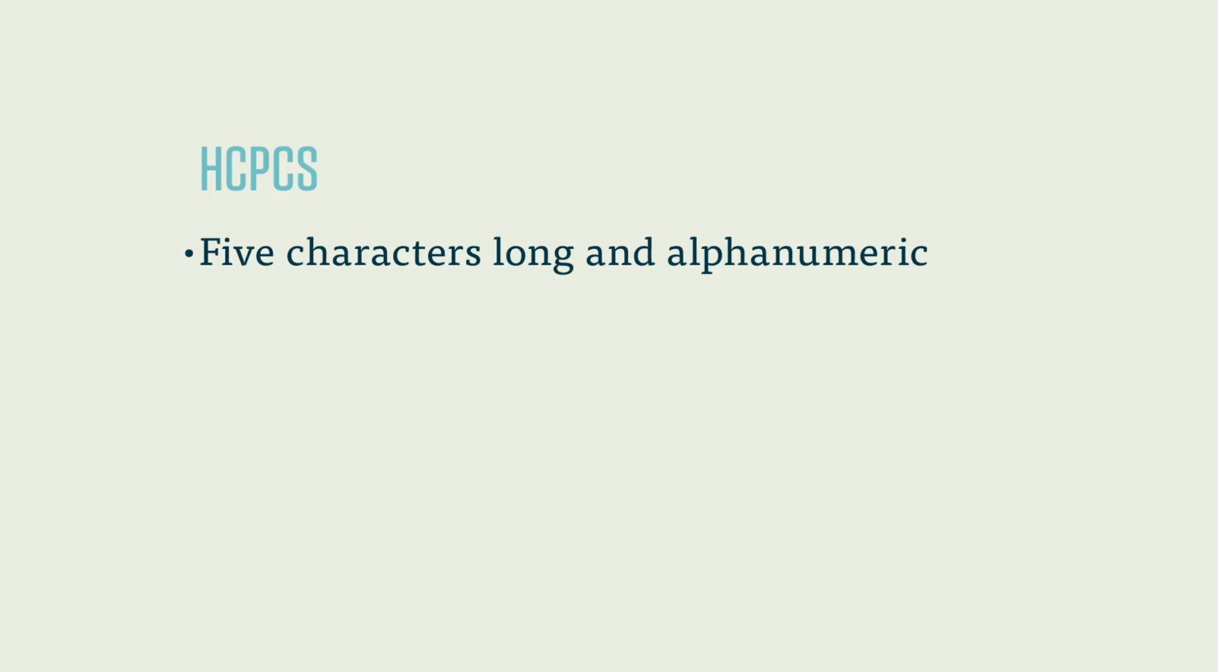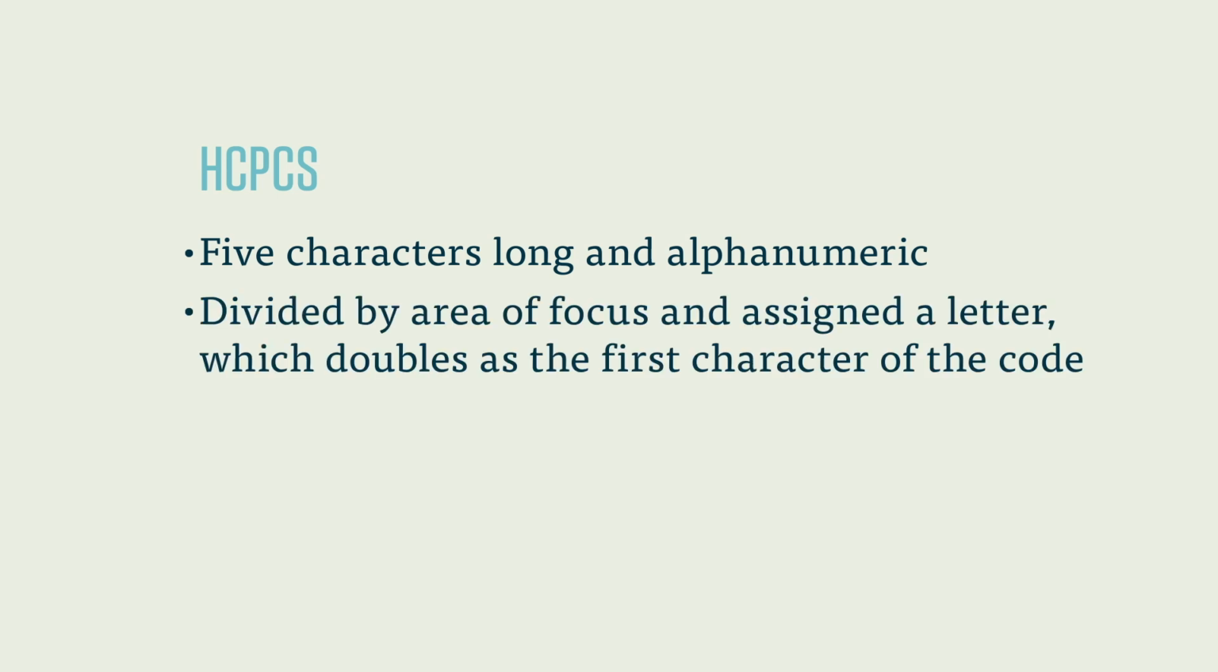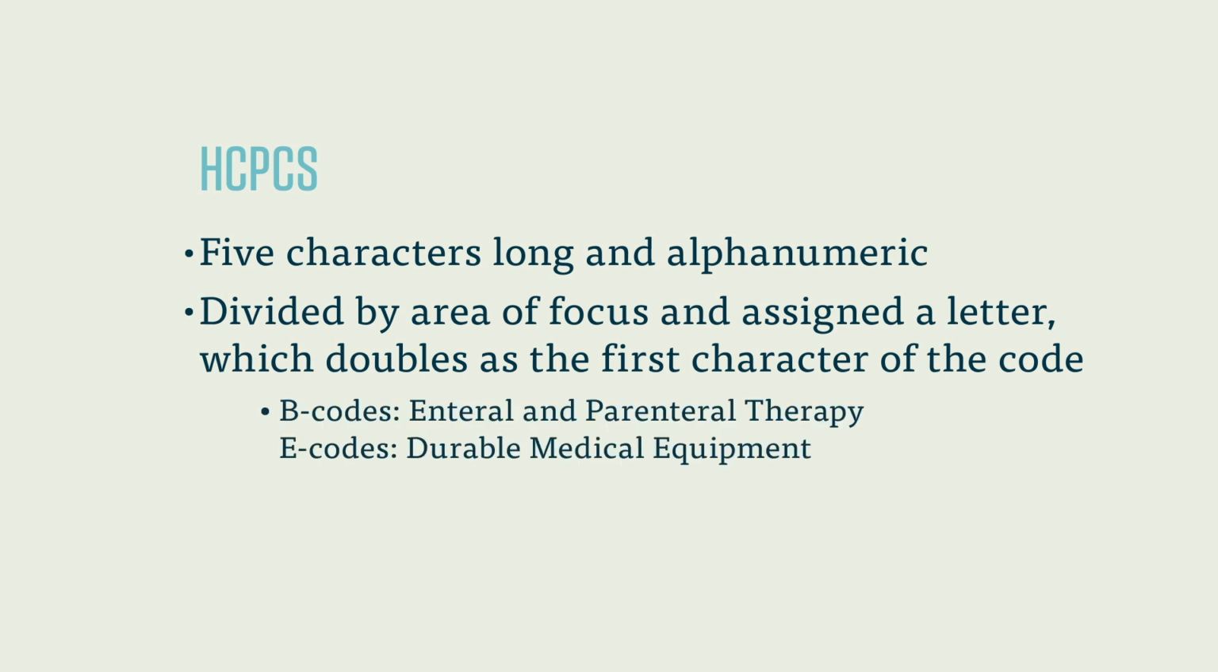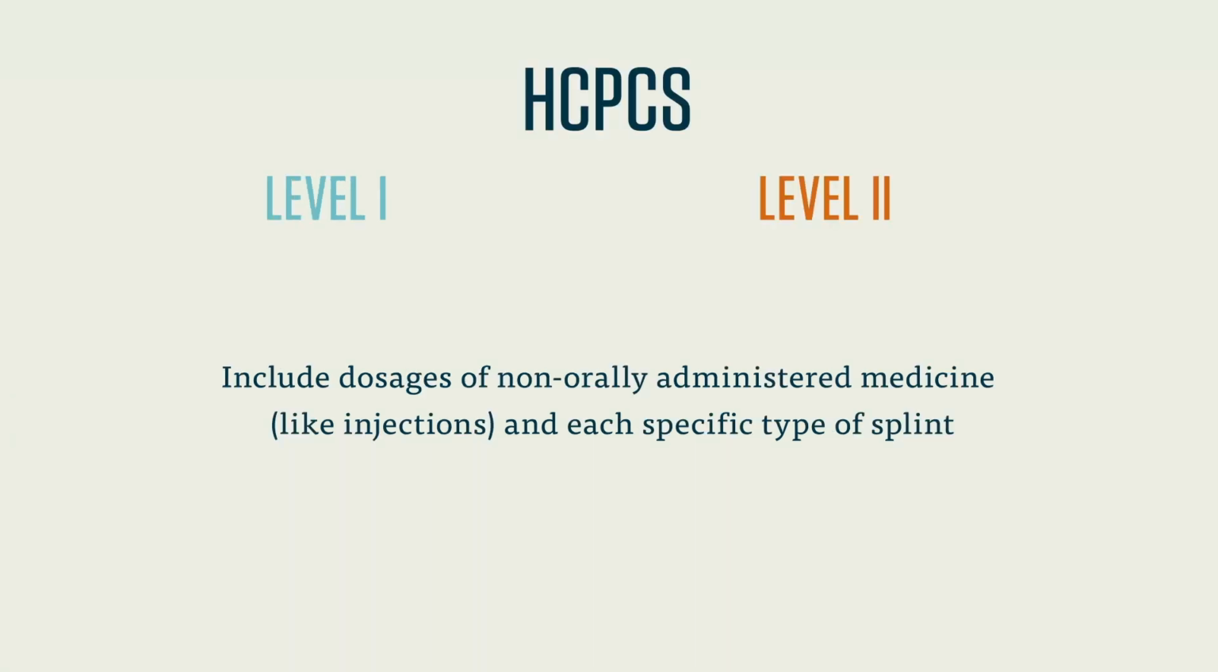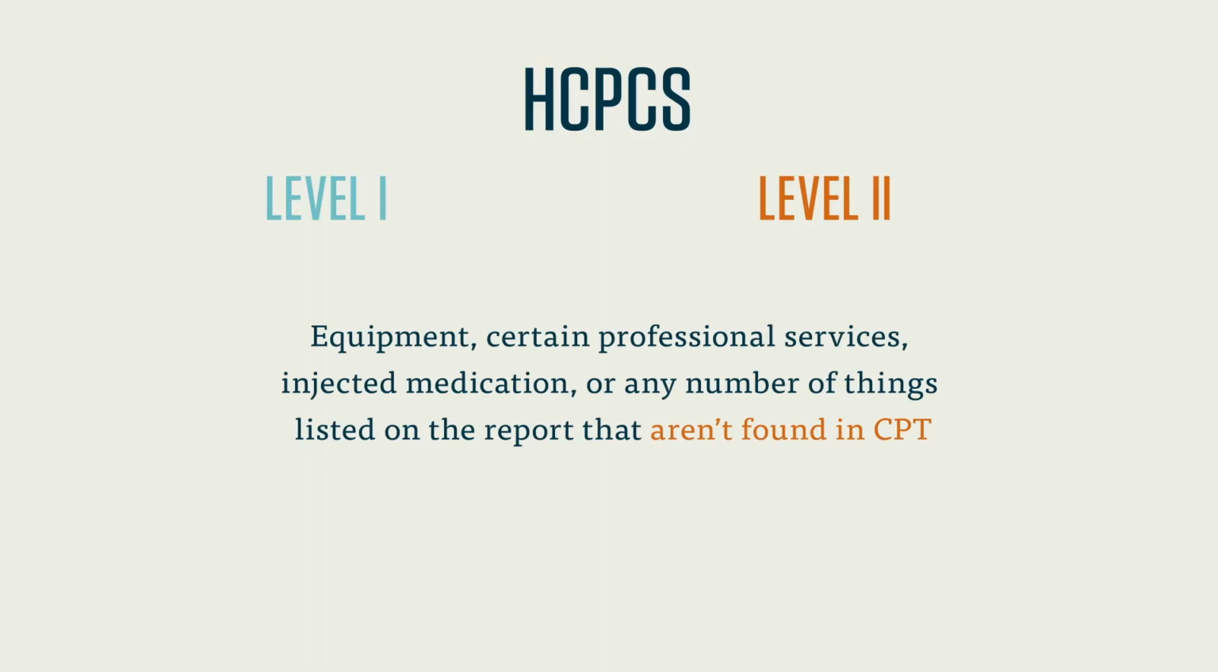These codes are 5 characters long and alphanumeric. The code set is divided by area of focus and assigned a letter, which doubles as the first character of the code. For instance, B codes are for enteral and parenteral therapy, E codes are durable medical equipment, P codes are pathology and laboratory, and so on. Level 2 codes include dosages of non-orally administered medicine, like injections, and each specific type of splint, so the code is extremely specific. Coders use HCPCS Level 2 just as they would CPT. If there is equipment, certain professional services, injected medication, or any number of things listed on the report that aren't found in CPT, the coder should use HCPCS Level 2.